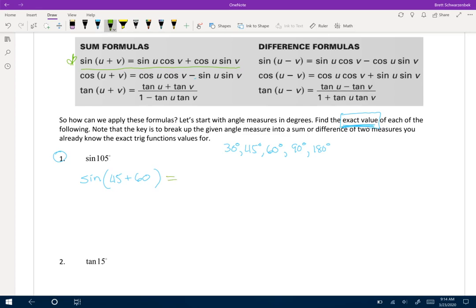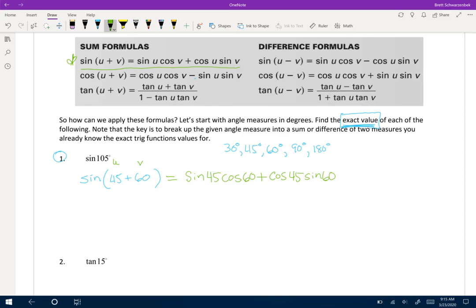So what is this equal to? Well, according to this, 45 would be u and 60 would be v. So if we were to change this into the formula, then we would say, okay, the sine of u, which is 45, times the cosine of v, which is 60, plus, remember the sign is the same in the sine formulas, cosine of u, which is 45, and the sine of v, which is 60.